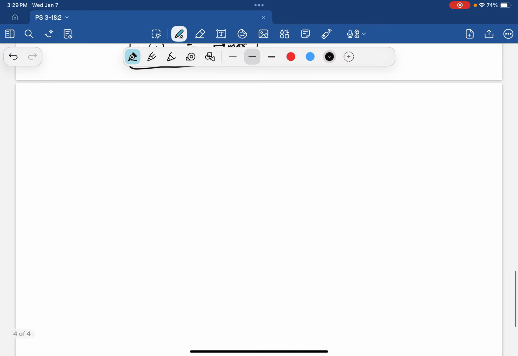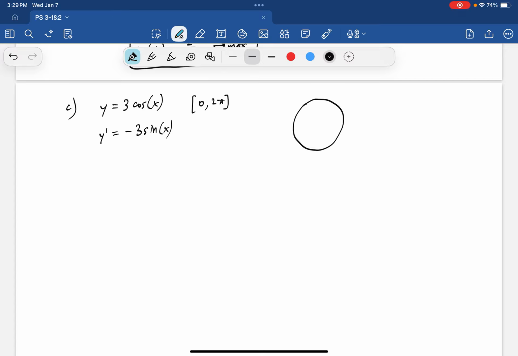Do question C. It's a little harder because we have trig, which you guys probably haven't done in a while. So we are looking at y equals 3 cosine x in the interval [0, 2 pi]. All right, so first we're going to find the derivative. So y prime equals negative 3 sine x. This is always defined, but when does it equal 0 within this interval, right? 0 to 2 pi. We could probably look at the unit circle.